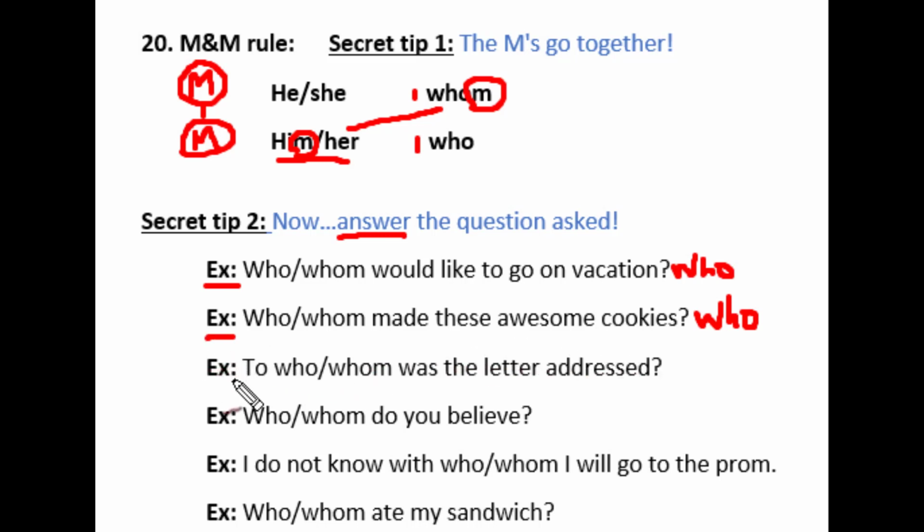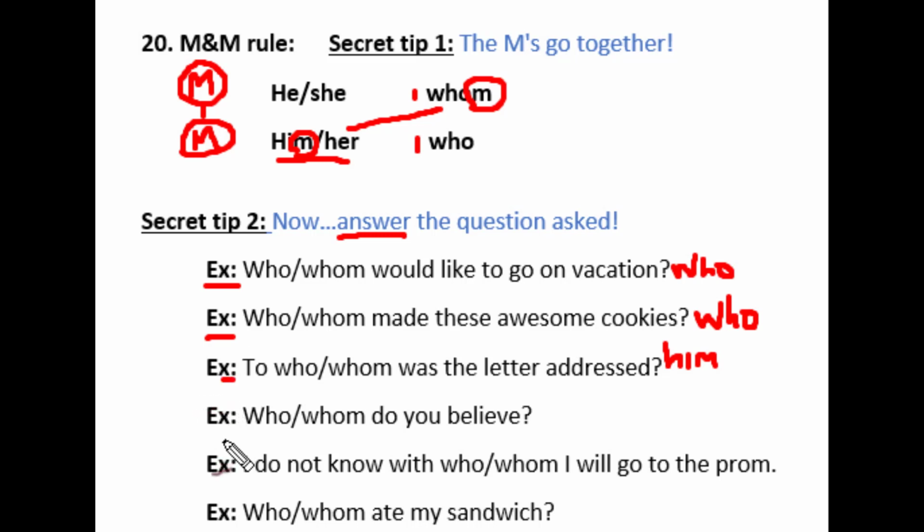Let's take a look at example number 3. To whom was the letter addressed to? All right, the letter was addressed to him. If we use him, him has an M in it, so therefore we would go with the M&M rule, saying we're going to use the word whom for example 3. Let's take a look at the next one.